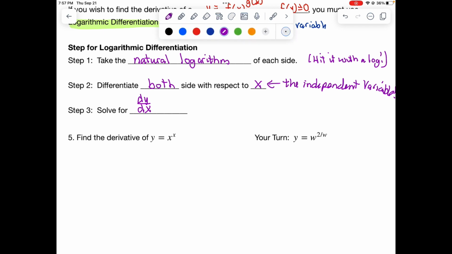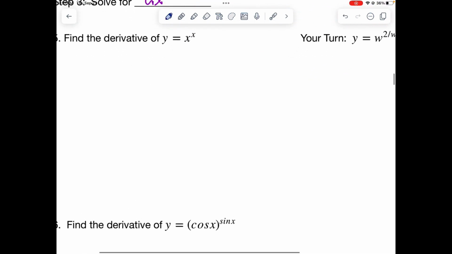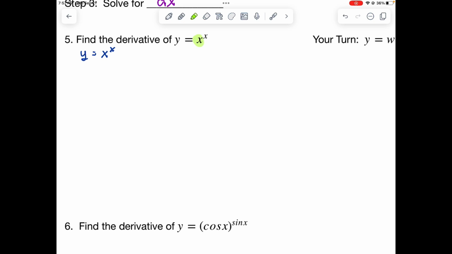So let's find the derivative of the function y equals x to the x power. We're going to use logarithmic differentiation here because our base and our exponent are both variables. So step 1, we're going to hit each side with the natural log. So I'm going to take the natural log of y, and the natural log of x to the x. Let's look at the right-hand side of this. Now remember from previous classes that when you have an exponent inside a logarithm, you can bring it to the front and multiply it by the logarithm. You will do that step.